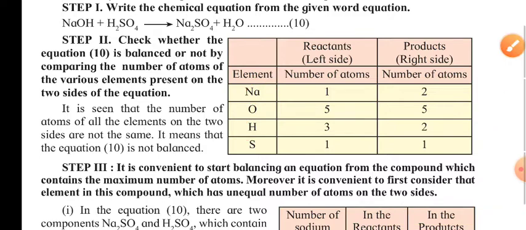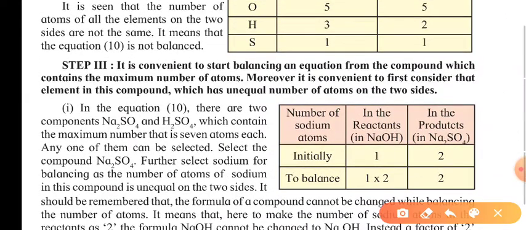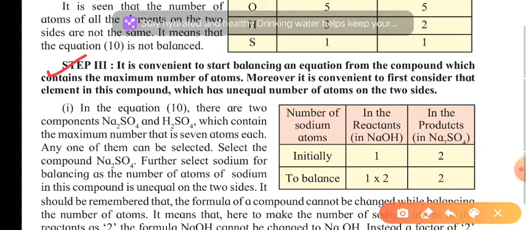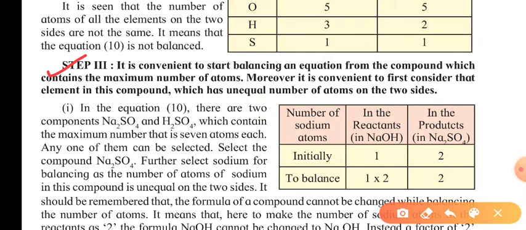Now the next step: it is convenient to start balancing an equation from the compound which contains the maximum number of atoms. Moreover, it is convenient to first consider that element in this compound which has an unequal number of atoms on the two sides. So we have to look at which particular element is unbalanced, and then which one has more atoms, and select that.